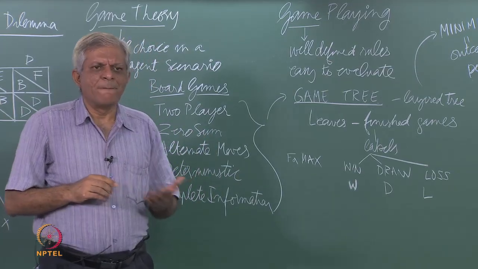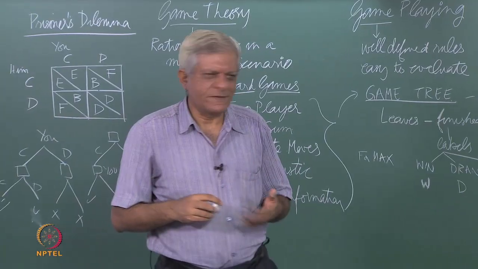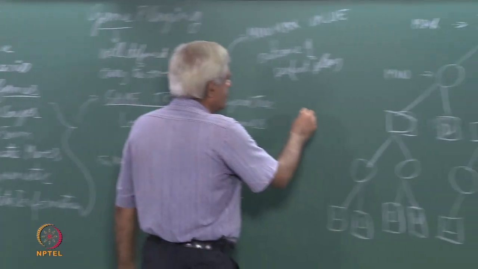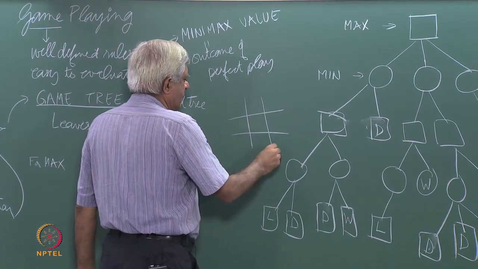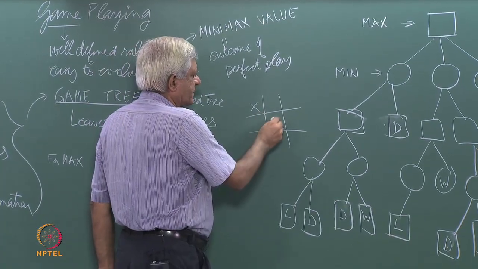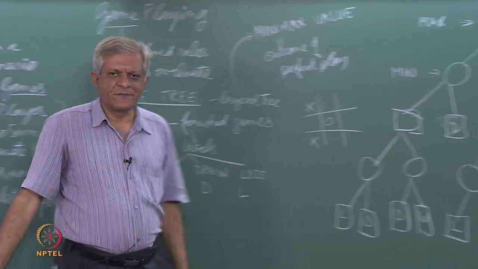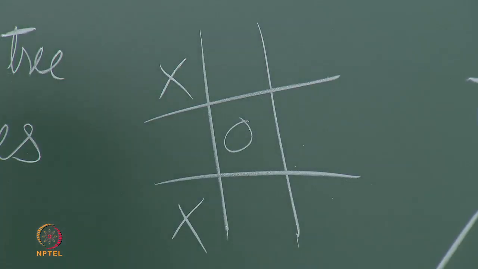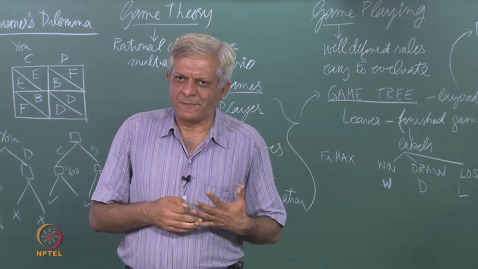Let me ask you, for example, you are familiar with noughts and crosses, right? This game which children play, or tic tac toe as it is also called. You put one cross, somebody puts a nought, you put another cross and so on and so forth. You are familiar with this game. So, let me ask you, what is the value of this game, or what is the minimax value of this game?